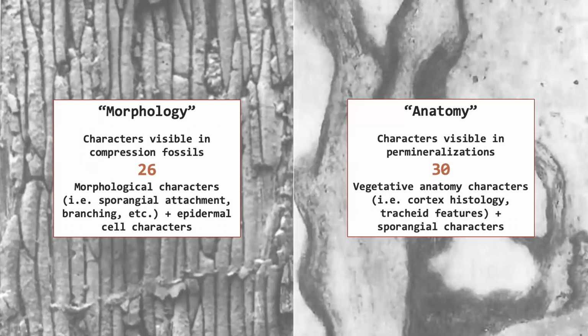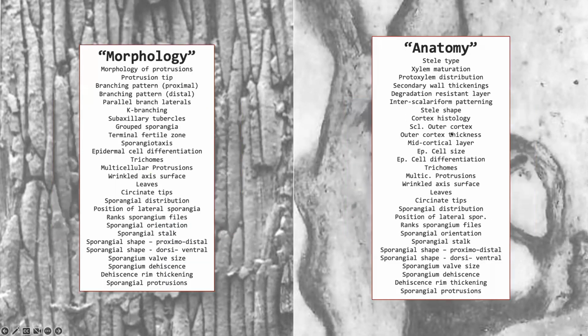To do this, I broke our data up into two subsets of characters. One of them includes only characters that can be scored in compression fossils, which I've labeled here as morphology in quotes, which is specifically 26 characters. The other subset includes 30 characters that can be scored in permineralized fossils, which in quotes is anatomy, and I'll be referring to these as anatomical characters.